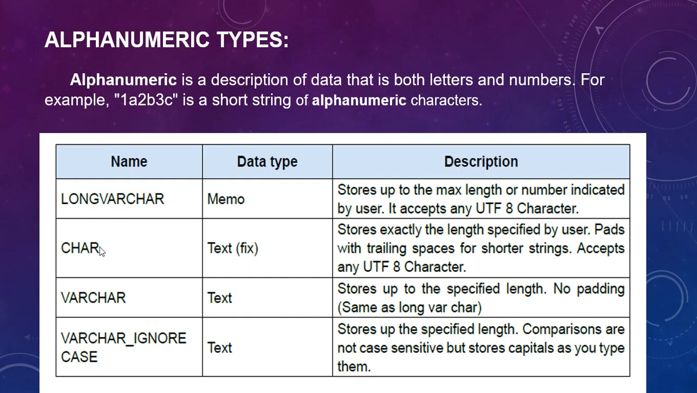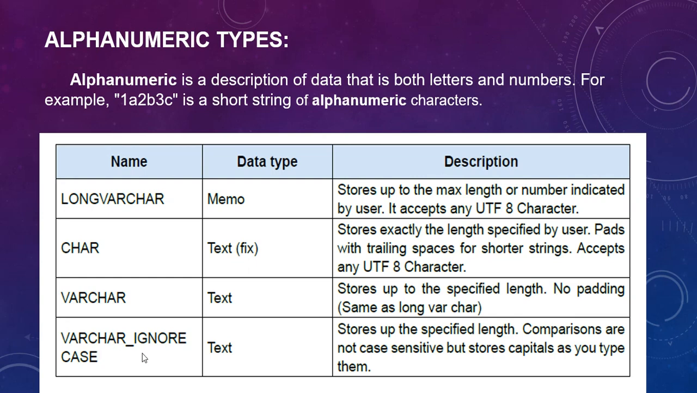The next one, char, means character. Character means letters. So you can store only letters in the character field. That is called text. It stores exactly the length specified by the user. So if I fix the length in this type, we can store data only in that fixed length. Exactly what length we have fixed in this type, that alone we can enter. That is called character. Next one, varchar. Varchar means it consists of both letters and numbers. That is variable character. You can store up to the specified length.